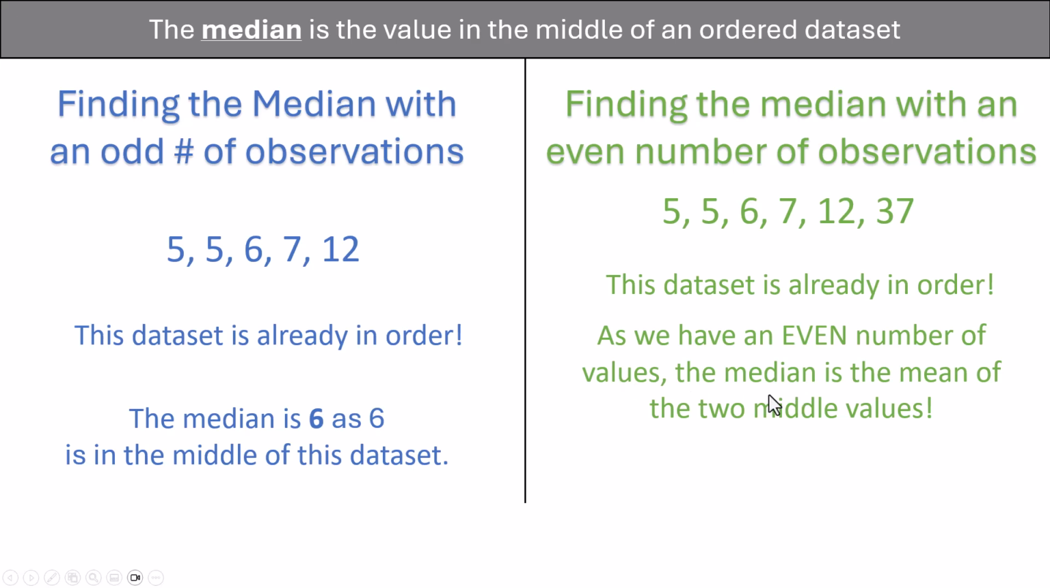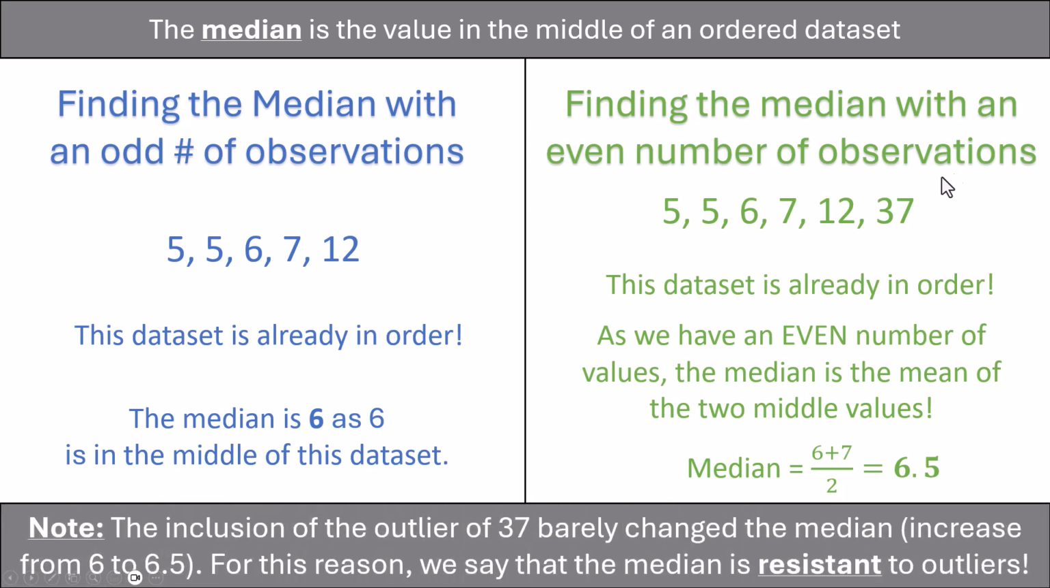So the way that we find the median in this case, when we have an even number of observations, is to take the mean of the 2 middle values. To find the mean between 6 and 7, we will add those 2 numbers together and divide by 2 to get 6.5. So in this case, the median is 6.5.